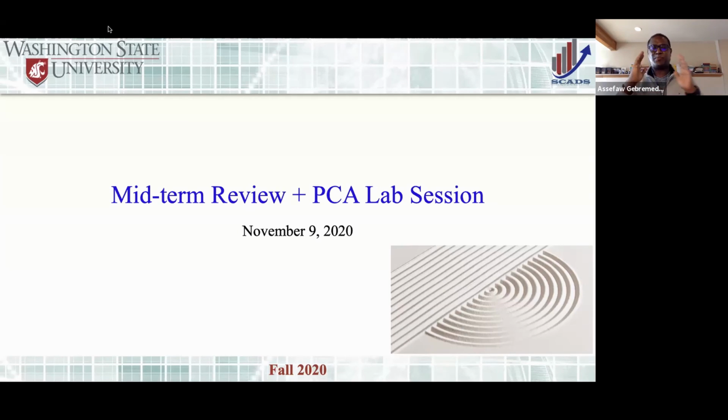We are going to use part of the time to do a midterm review and a little bit of the time to do a lab session on a topic we did last time, and that was on principal components analysis. The lab session would come first, and the majority of the time would be used for midterm review. We are in week 12, and we have only a few weeks left to finish off the semester.